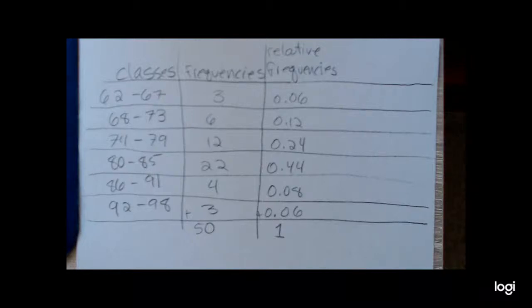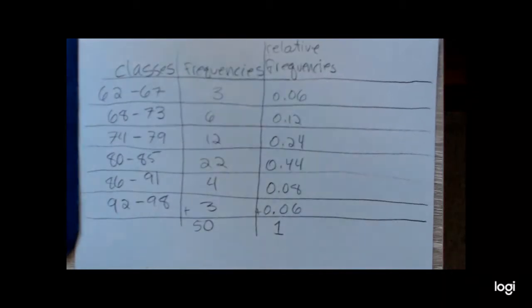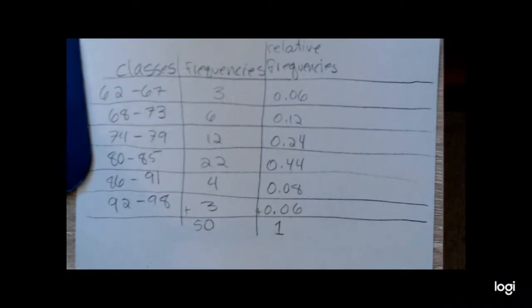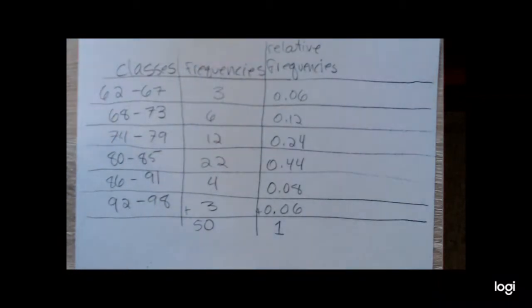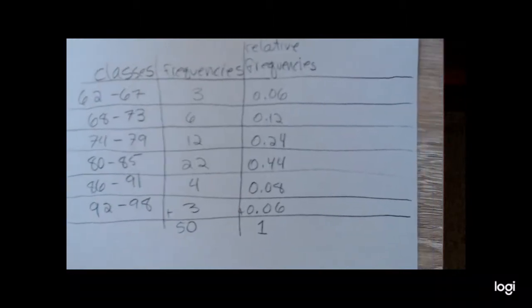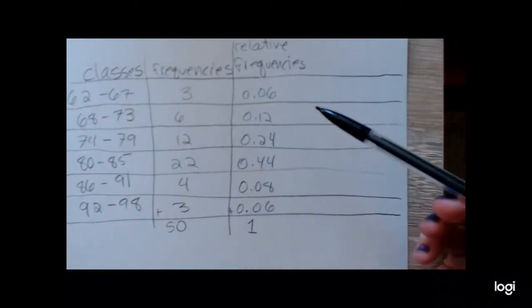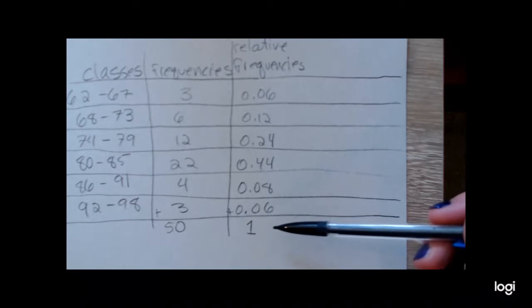All right, let's continue on with the frequency distribution example for the heart rate data. The next step would be to find a cumulative frequency distribution. So looking at our table, we've constructed already the frequency distribution and the relative frequency distribution.